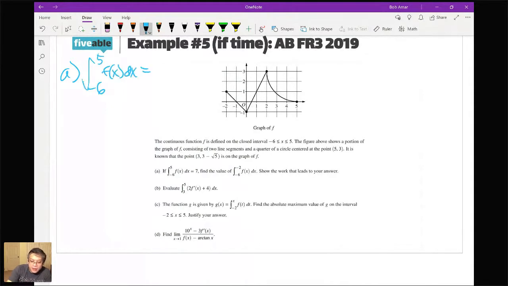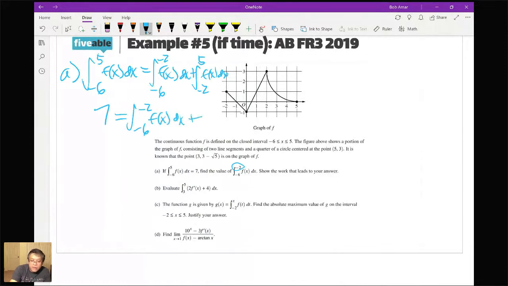Here, I'm asked to make a judgment about a sub piece. Because 5 is further to the right than the -2, and I am not told what happens to the left of -2, but I am told the value of an integral. Okay, and so the value from -6 to -2, I can basically break this integral up at the -2. Okay, and this is what I want to know. Okay, I'm told that this is 7. This is the integral whose value I want to know, and I can evaluate the integral from -2 to 5 looking just at the information that's given.